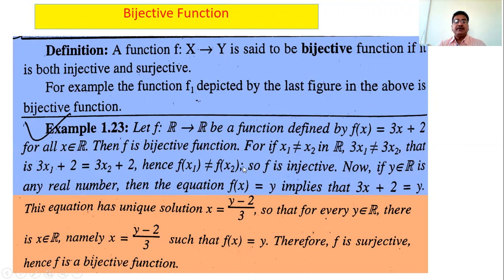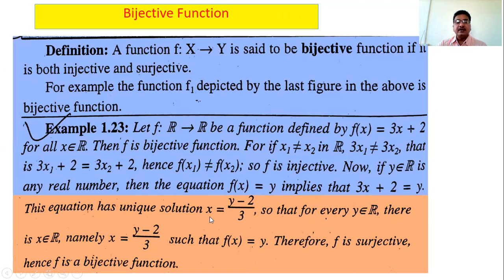We have to find the pre-image of y, meaning we have to find the value of x, because here we take x as a pre-image. Then this equation f(x) = y implies 3x + 2 = y. And this equation has a unique solution. x is equal to what? Shifting the 2, it is (y - 2) divided by 3. So the value of x is (y - 2)/3.